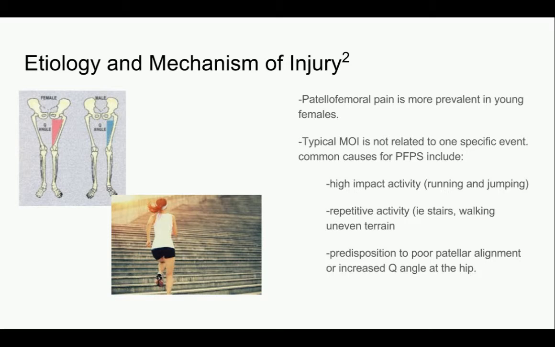Just a little etiology. Definitely more common in young females, especially young female athletes. The typical mechanism of injury is not related to one specific event, so it's typically not traumatic. It's more repetitive in nature over time. Some of the common causes will include high impact activity, such as your running and jumping. Happens a lot in your basketball players. Repetitive activity, stairs, walking on uneven terrain. And then also, again, this is more common with females, but a predisposition to poor patellar alignment or the increased Q angle starting at the hip. And you can see the picture there to the left.